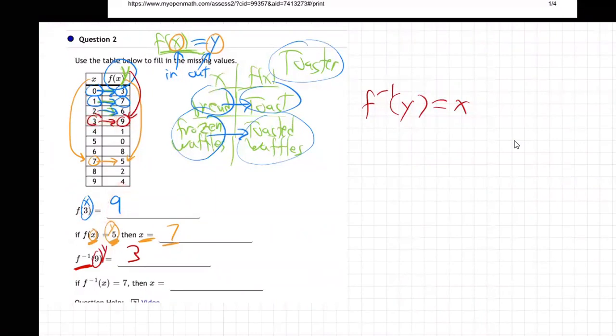Whereas down here, they gave me 9, but it was in an inverse function. That means it's a y. So they gave me y 9. So I went and found y 9 and gave them the x that goes with it.